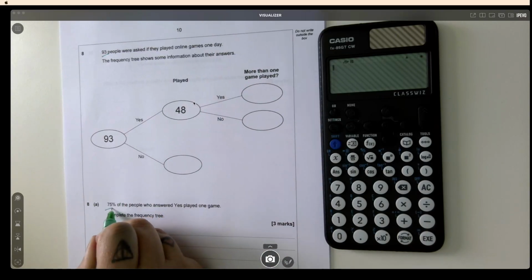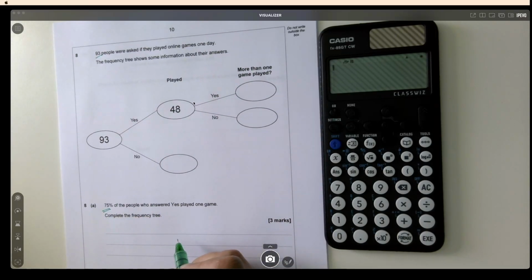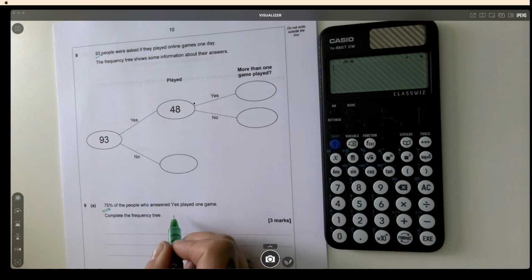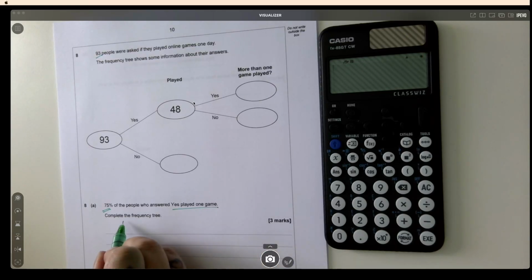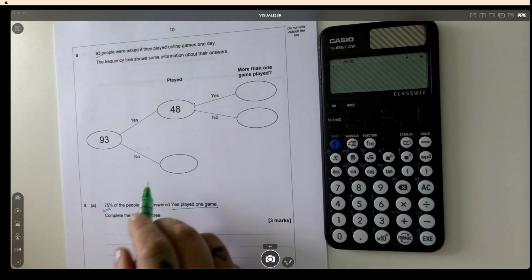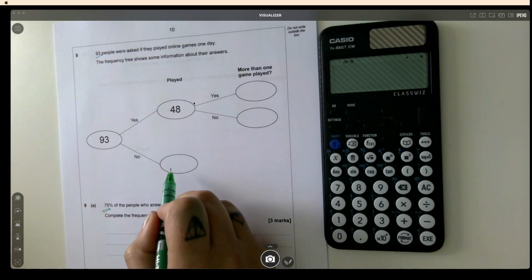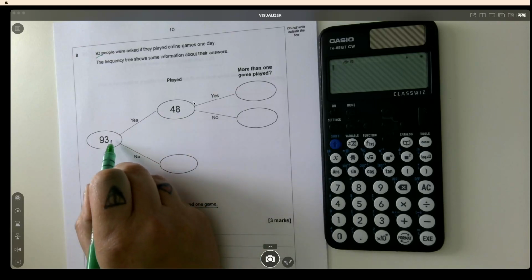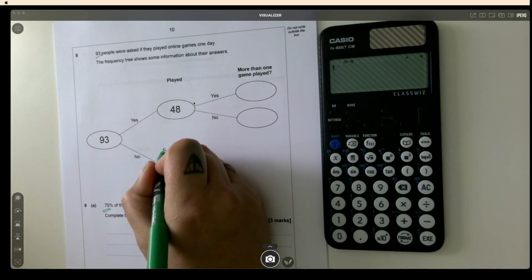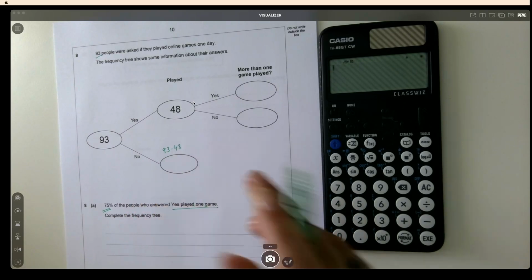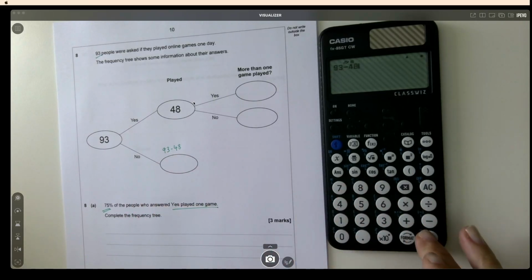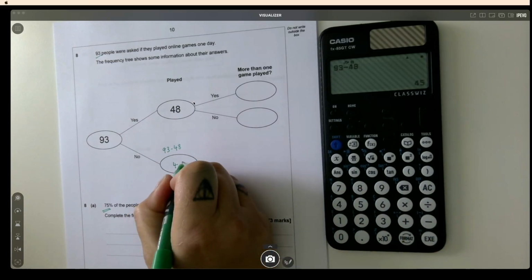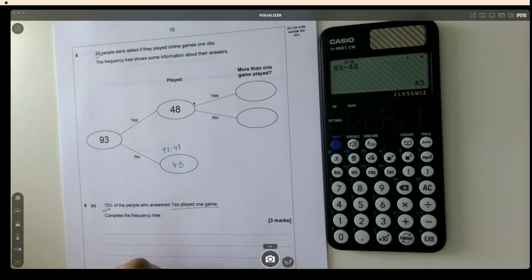8A, 75% of the people who answered yes played one game. Complete the frequency tree. So first of all, I'm going to complete this bubble. So these two bubbles should add to 93 because the branches connect them to that first bubble. So if I do 93 subtract 48, that tells me that there should be 45 inside that bubble.